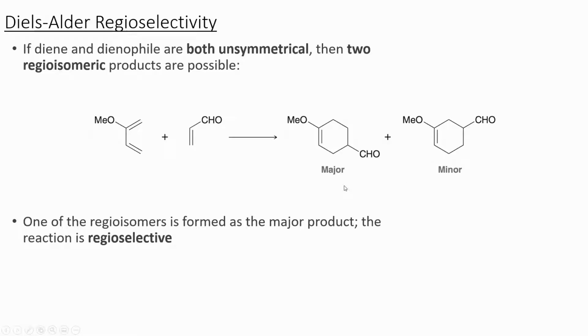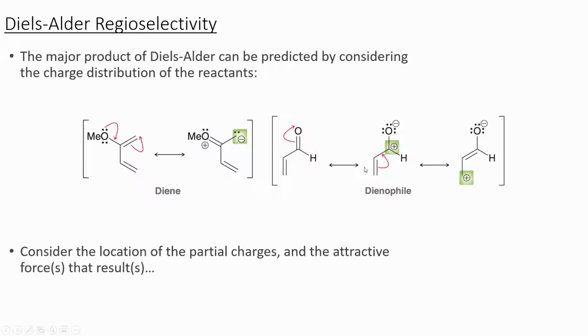The major product is outlined here, and in order for us to understand that, we need to look at the movement of electrons and the resonance structures. So let's look at the resonance structures of both of these molecules. In the diene, we can move the electrons from the methoxy group to this terminal carbon, and that puts a negative charge on that carbon. In the dienophile, we can push the electrons up to the oxygen, and then ultimately resulting in a positive charge on the terminal carbon here.